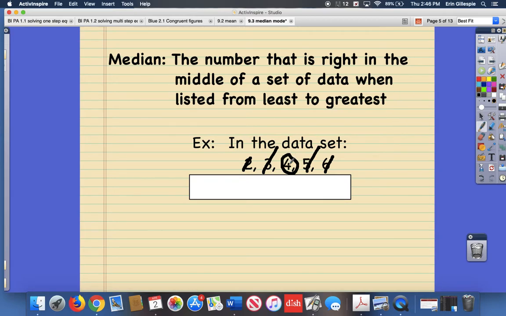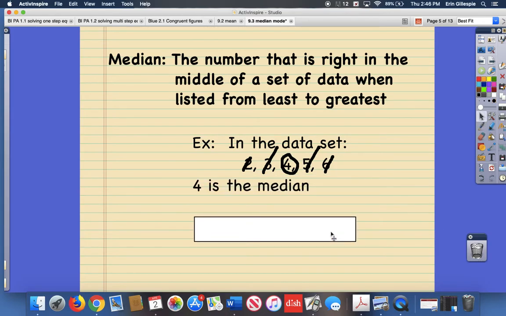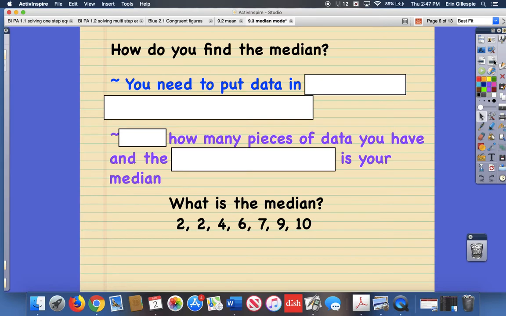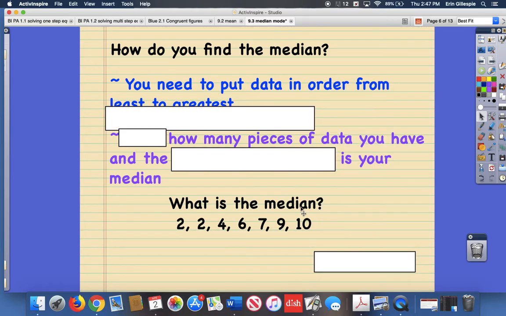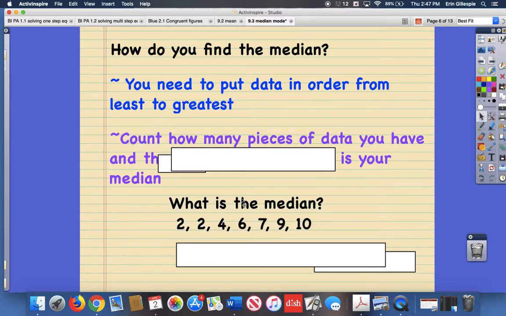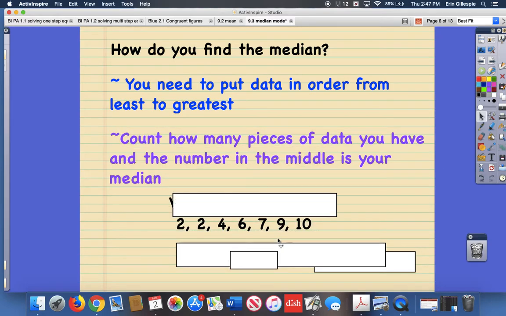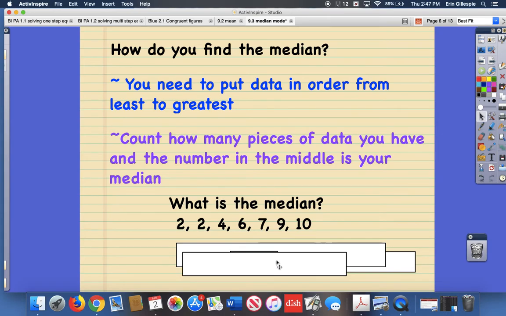So I can see 4 is my median, my middle, because there's 2 to the left of it and 2 to the right of it. So my median in this data set would be 4. Now, here it just talks about having to put the data in order from least to greatest. Count up how many pieces of data you have. The number in the middle is your median.